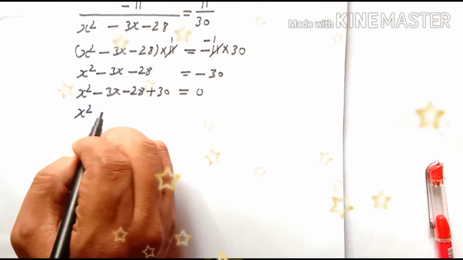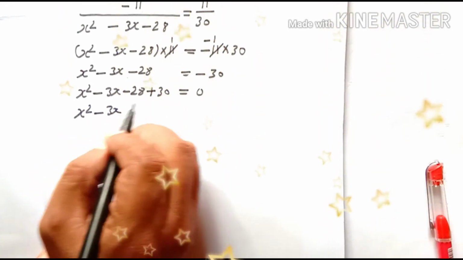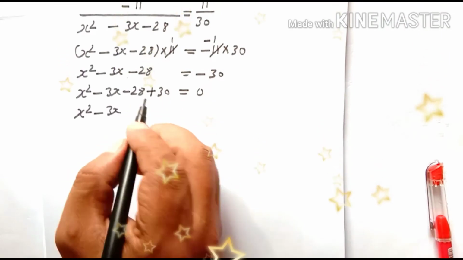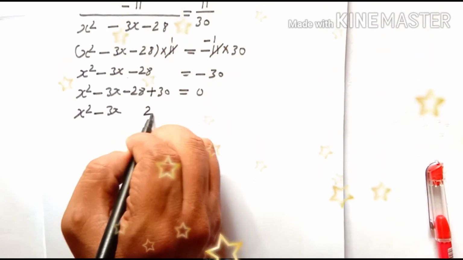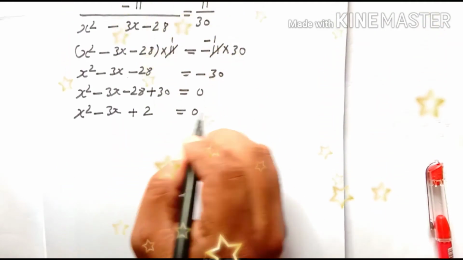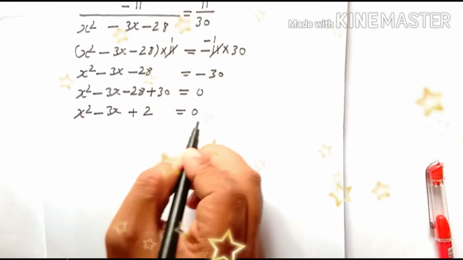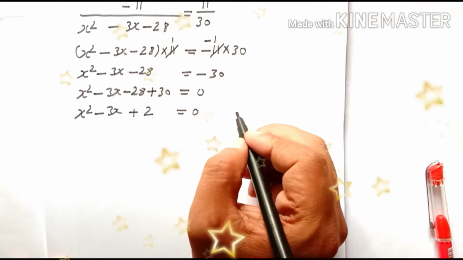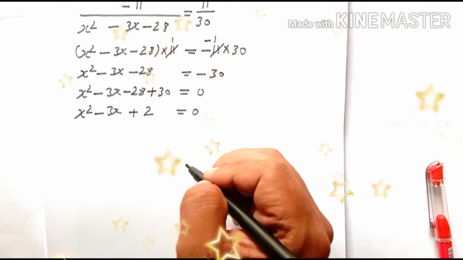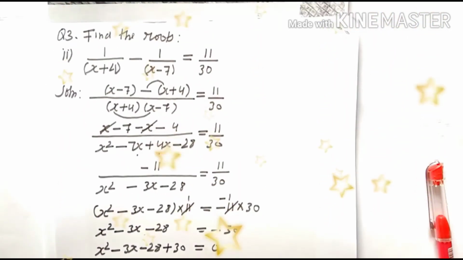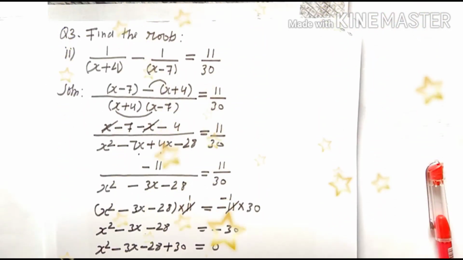Again, x square minus 3x. These two are like terms: minus, plus, or minus. 30 minus 28 equals 2, with a positive sign, equals 0. So this will be your quadratic equation in standard form. After this, which method you want to apply depends on you, because the question says just find the roots but doesn't mention which method to apply.